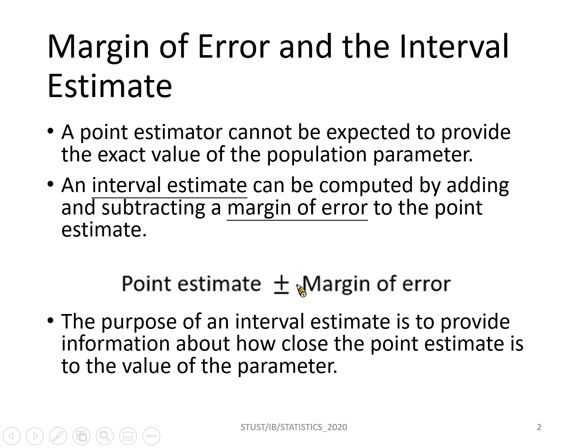An interval estimate can be computed by adding and subtracting a margin of error to the point estimate. So the result we calculated is an estimation, and it will be shown as an interval estimate. That is, the point estimate is added to or subtracted by a margin of error. The purpose of an interval estimate is to provide information about how close the point estimate is to the value of the parameter.